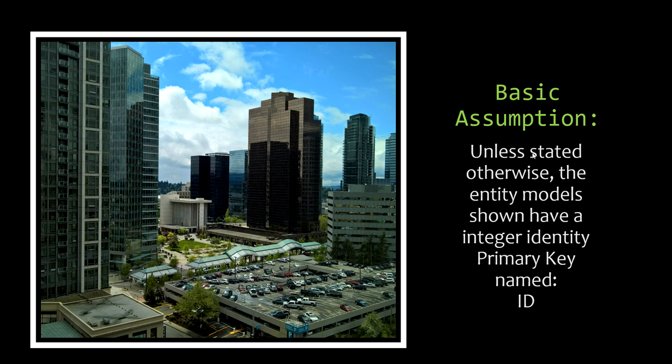Start with the basic assumption, unless I note otherwise, every entity model we're doing is going to have that integer identity primary key. Usually I prefer just the name ID as opposed to the class name ID. That sometimes helps, especially if you start inheriting one model from another class and so on, right?